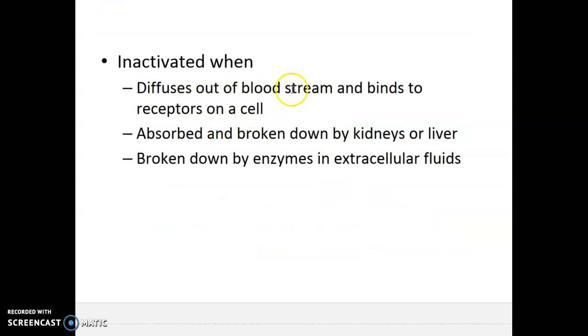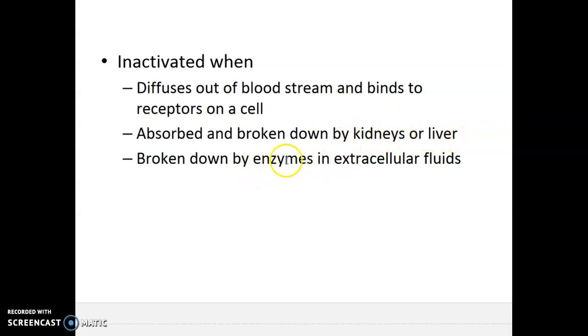So they will either be inactivated when they actually bind to the receptor in the cell, and that will trigger the events in the cell, so we'll get the effects of what the hormone is supposed to do, or they may be broken down and absorbed by the kidneys or the liver because they aren't necessarily going to be there forever, and there are so many different hormones, they're going to do different things. But remember, our kidney is filtering things that are in our blood, and our liver is also filtering and breaking down things that are in our blood.